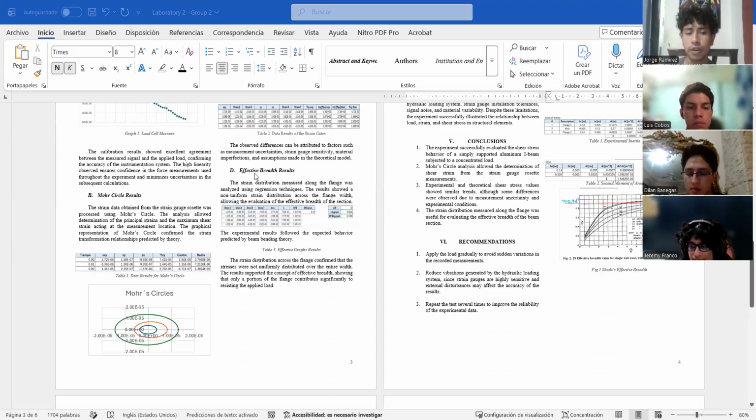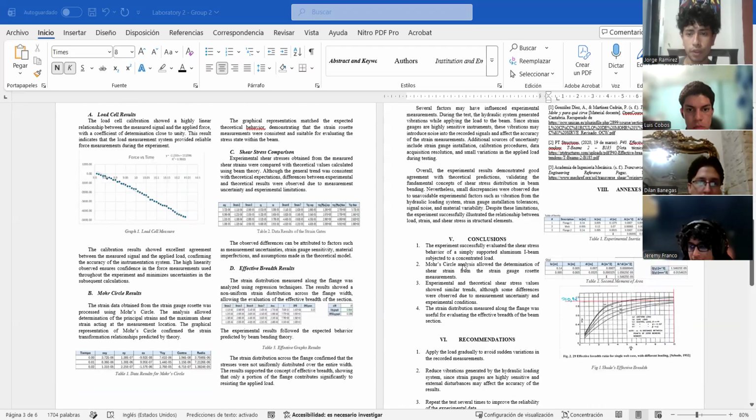And finally, we have the effective breadth results. Basically, the strain distribution was measured along the flange, and we use regression analysis again, and we show a non-uniform strain distribution across the flange. This confirmed that the strains were not uniformly distributed over the entire width. So that's all. And thank you.